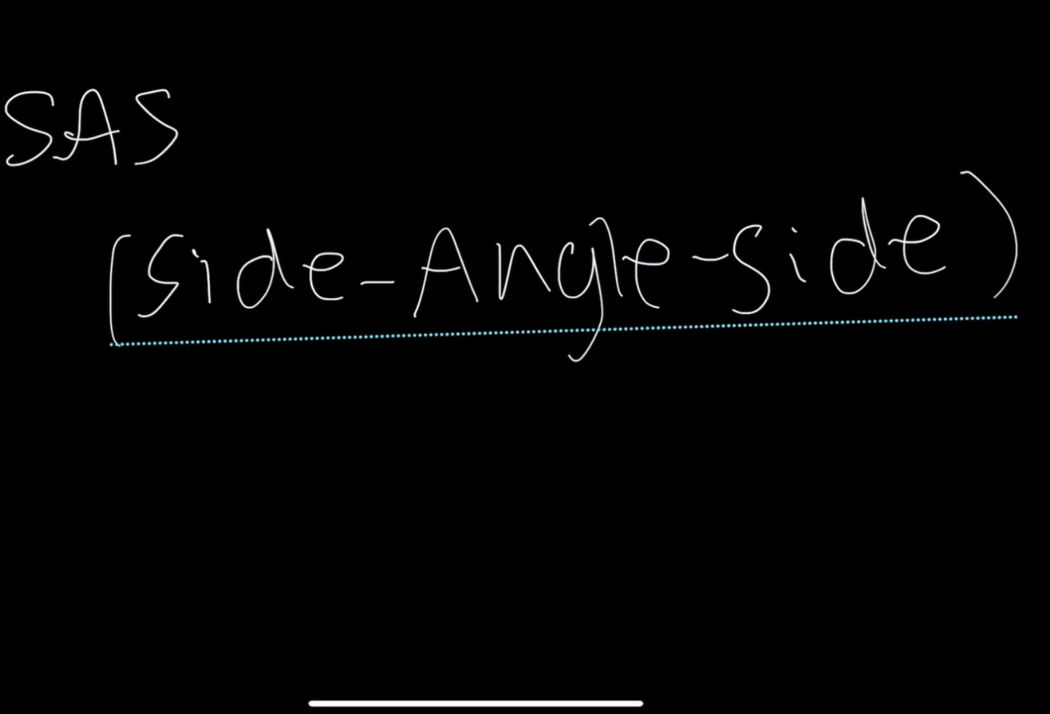Next is SAS, the side angle side congruence theorem. It basically states that if two sides and the included angle of one triangle are equal to the corresponding two sides and included angle of another triangle, then the triangles are congruent. The included angle is the angle formed between the two given sides. If two triangles have two sides of equal length with an equal included angle, they must be congruent.